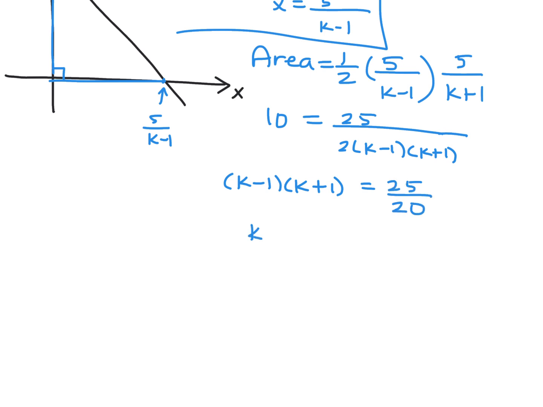And then that means k squared minus 1 is equal to, what is this, 25 over 20, I believe, is 1.25. So k squared would be 2.25. And then if we take the square root, it would be 1.5 is the value for k.